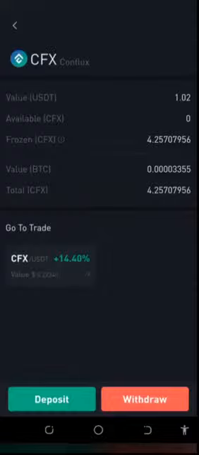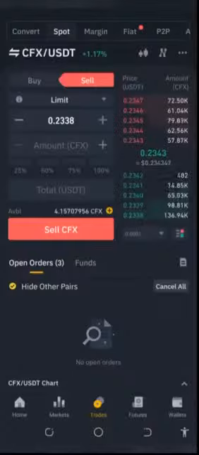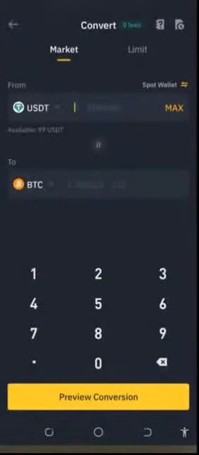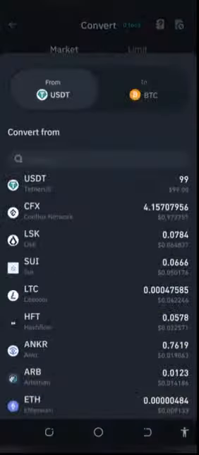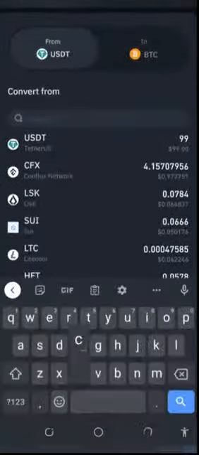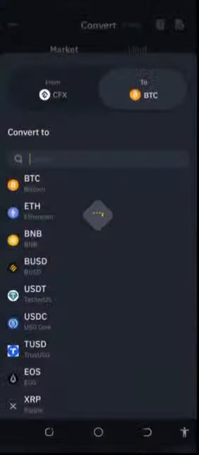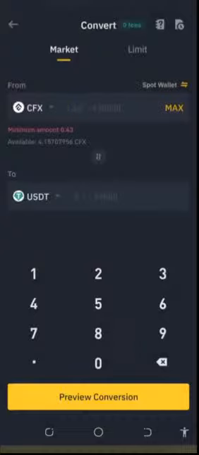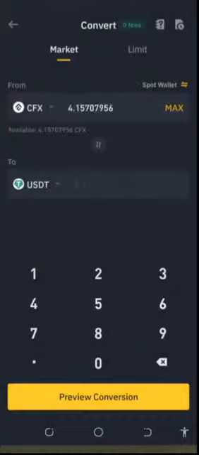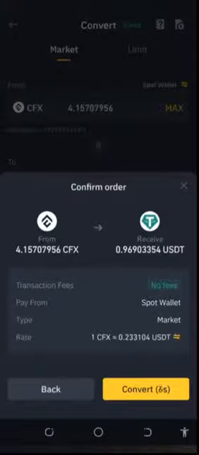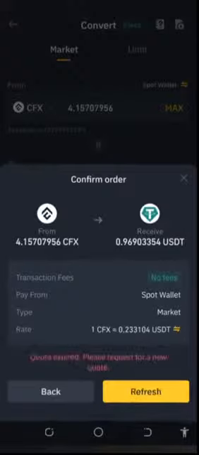Okay, see you shortly. Okay, it has arrived. 4.15. Okay, we sent out 4.26. Now it's at 4.15. Obviously, we cannot change it here. So we have to go back to our convert and then we will put that in here. Let's put in, what's that? CFX. Okay, and then USDT. And let's see how much, what's that? Max. Let's see how much we get. I was too much in a hurry to get that back. Oh, we lost 4 cents. Is it 4 cents? Or about 3 cents thereabouts.